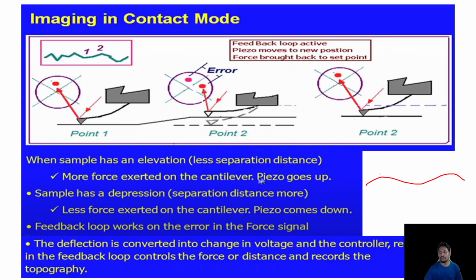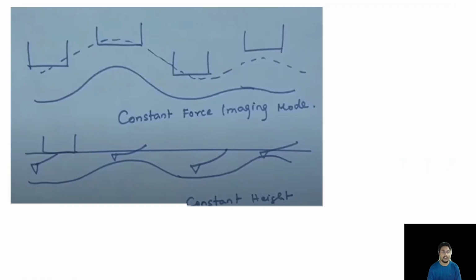This is the contact mode. At first it goes to some height defined by the set point, and then it goes like this, and depending upon the position of the piezo scanner we can get this image. Contact mode can be constant force, where we maintain the force and change the height. And one thing can be constant height, when there is no change, so just by the height we can directly get the image.